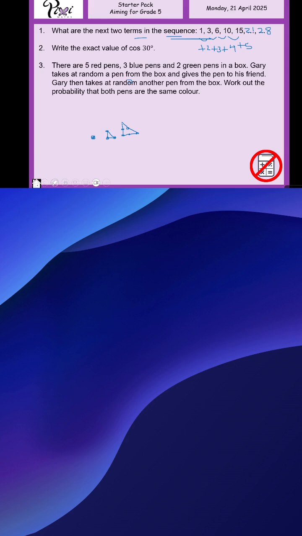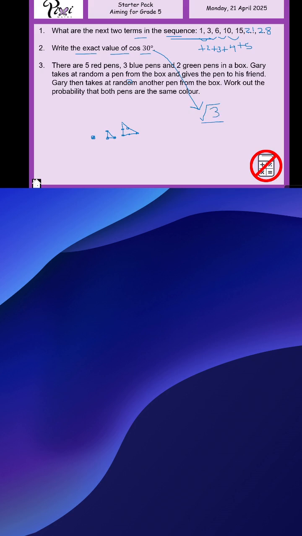Right, next one, number 2. Now we've got exact trig values, okay? Write down the exact value of cos 30. Unfortunately this is best memorized. So cos 30, anyone know what that is? Without your calculator, anyone know? Okay, so cos 30 is actually just equal to root 3 over 2.